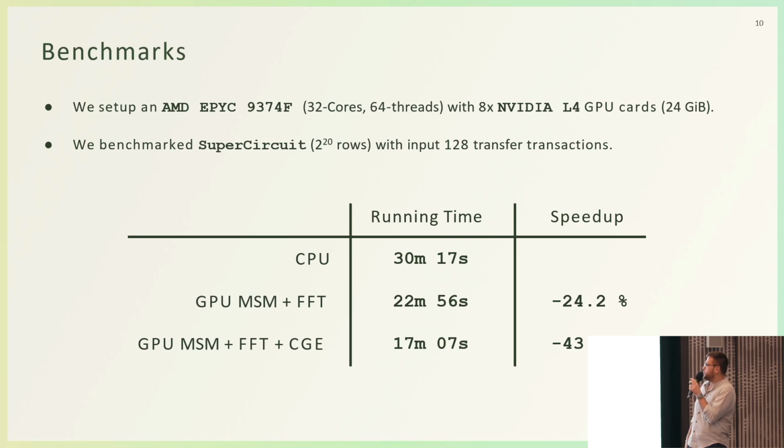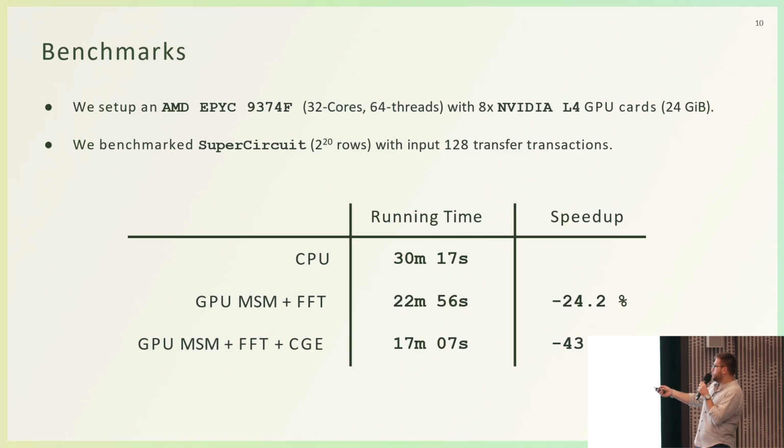Once we completed this implementation, we set up a server to test, with an AMD EPYC 9374 and 8 NVIDIA L4 GPU cards with 24 gigabytes each. So we benchmarked SuperCircuit. SuperCircuit is a circuit from the ZK Circuits project, and essentially is used to prove validity of Ethereum blocks. And we fed it with 128 transfer transactions, and we set SuperCircuit with 2 to the 20 rows. So the proof table consists of 2 to the 20 rows.